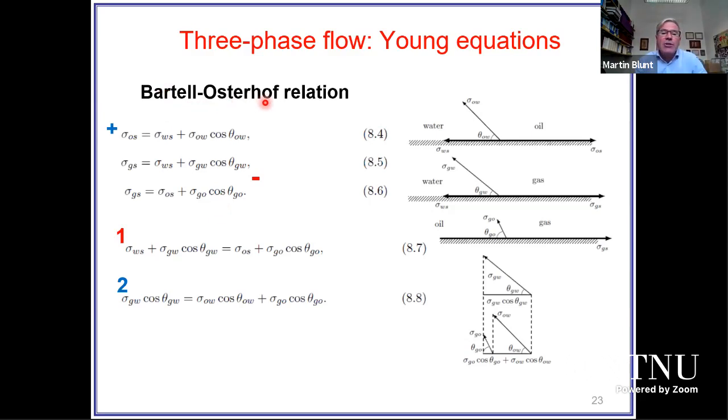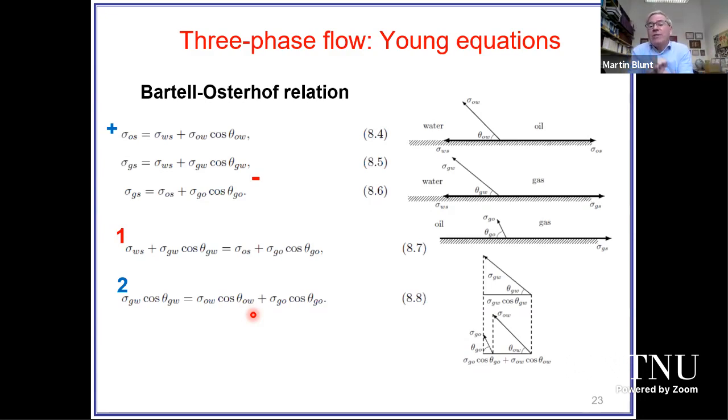But there's rather an elegant relationship between them called the Bartell-Osterhof relationship. What we do is we first of all take this one from this one, so sigma gas solid disappears, and we get this expression. And then we add it to this one. And we end up with an expression where all the solid interfacial tensions have magically disappeared. And we get a relationship between the interfacial tensions between the fluids and the contact angles. And what that means is we don't have 3 independent contact angles. The contact angle between gas and water is related to gas-oil and oil-water interfacial tensions. So there's a reason why an oily surface is also hydrophobic. An oily surface likes oil.